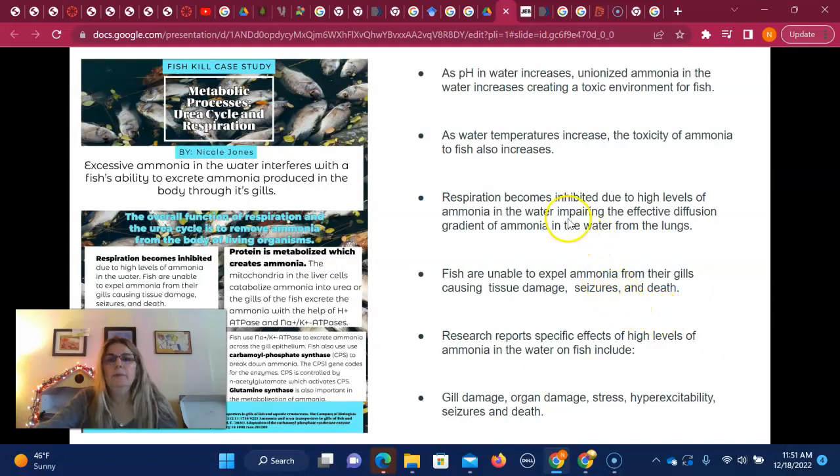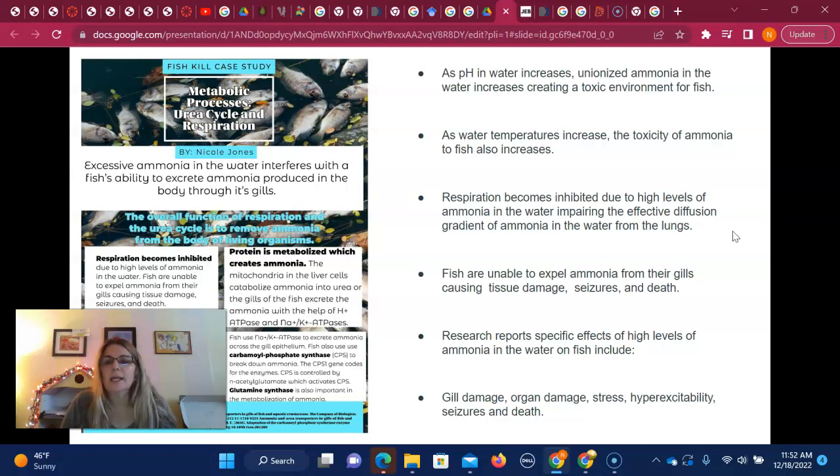So as before, as the pH in water increases, unionized ammonia in the water increases, creating a toxic environment for fish. As water temperatures increase, the toxicity of ammonia to fish also increases. So respiration will become inhibited due to high levels of ammonia in the water, impairing the effective diffusion gradient of ammonia in the water from the gills. When the fish are unable to expel the ammonia from their gills, there's a buildup causing tissue damage, seizures, and death.